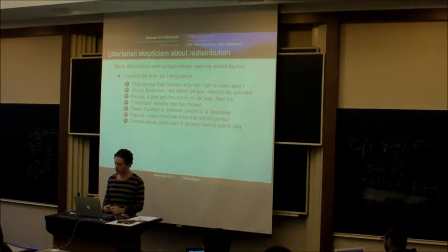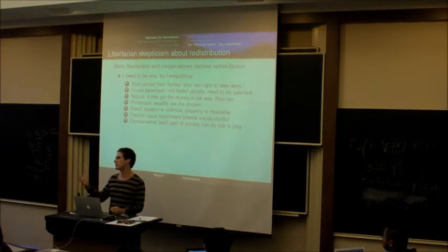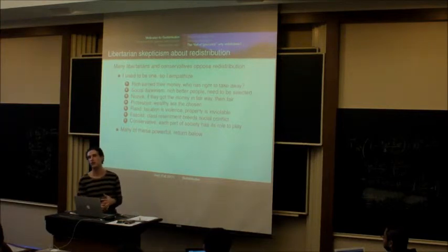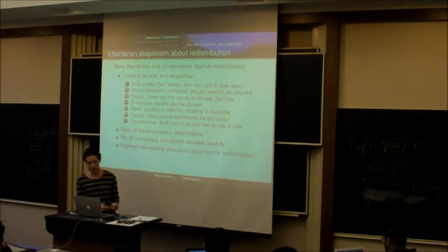But another one is just conservative, which is that every part of society has its role to play, and as you start redistributing, you undermine the roles that each part of society has to play. So many of these arguments, I think, are actually quite powerful, and we'll return to them later. They won't be considered in our analysis. Most of them haven't really been completely studied in economics or formalized.